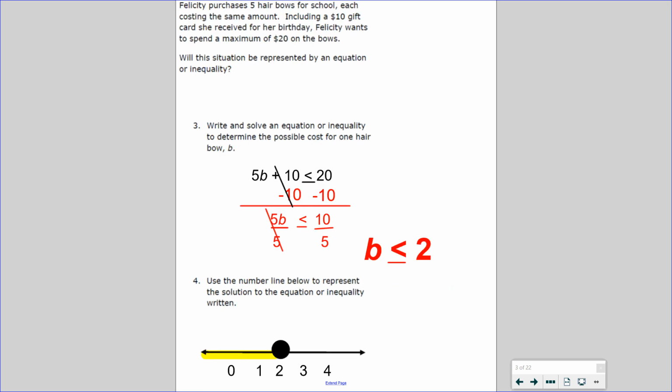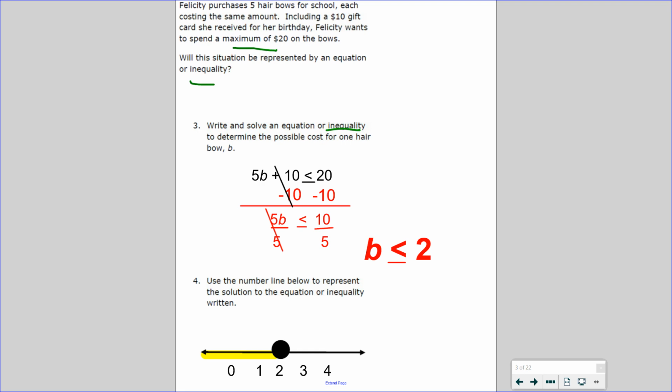Felicity purchases 5 hair bows for school, each costing the same amount. We do not know how much each one costs, so it's probably going to be like an x. Including a $10 gift card she received for her birthday, Felicity wants to spend a maximum of $20 on the bows. This is an inequality, maximum. So write and solve the inequality, determine the cost of a bow. So 5 bows times the price, b, plus, if you're including it in the price, the $10.